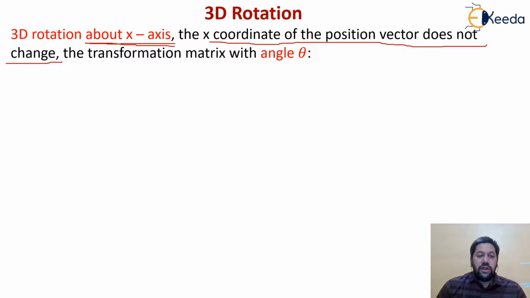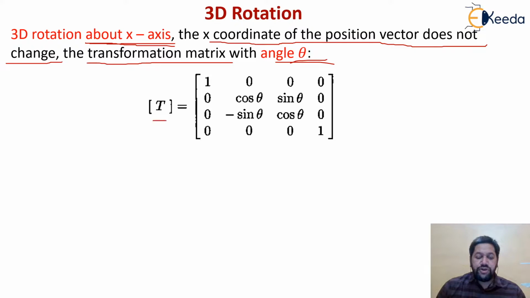So when I'm rotating, in this case, let us understand what my transformation matrix will be with the angle theta. I'm considering this angle theta as about the x-axis. So let us consider the transformation matrix for this. So this is my transformation matrix. You can find this transformation matrix, for your understanding, as it is about the x-axis.